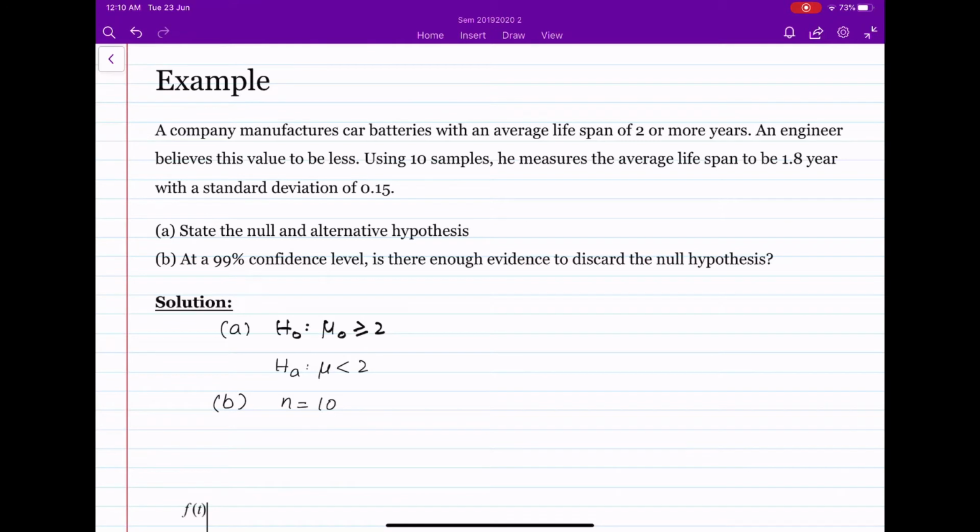Now in part B, we have to write down some data first. The sample size is 10, the sample average, or x bar, is equal to 1.8 years, and the standard deviation of the sample is 0.15.